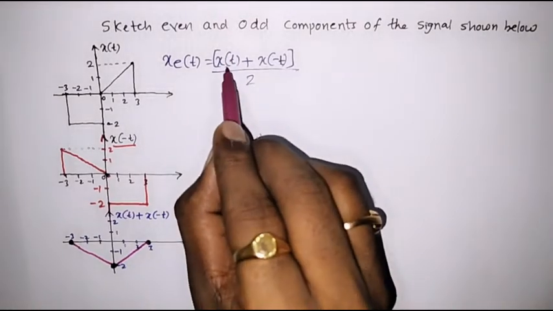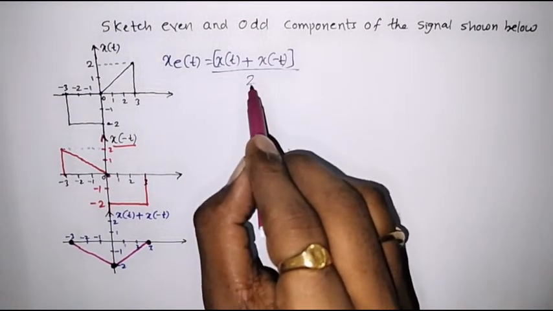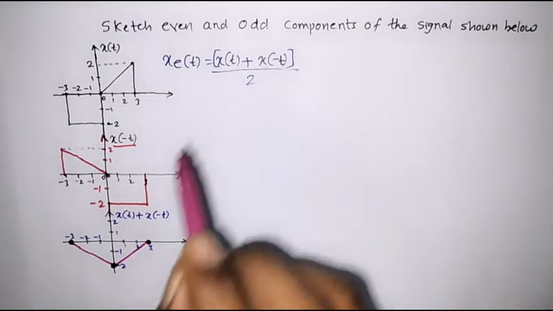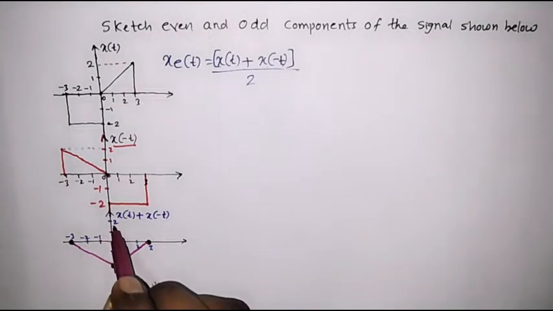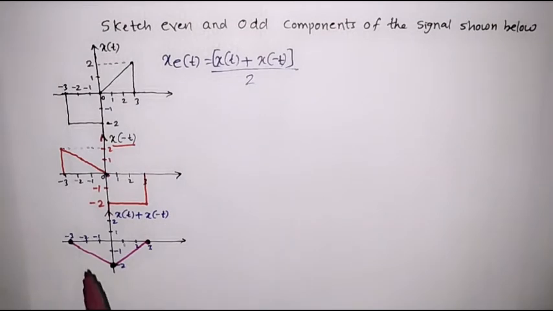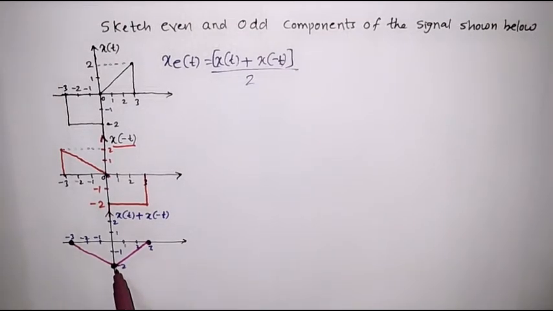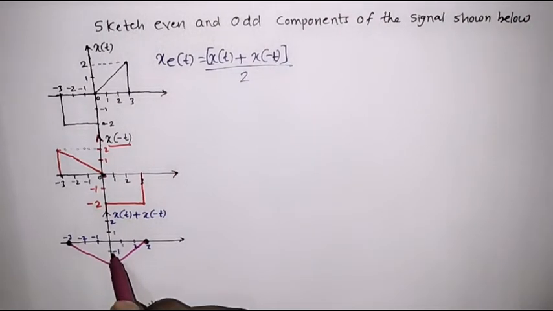So now we found x of t plus x of minus t. Now we are supposed to divide it by 2. Dividing by 2 is nothing but dividing the amplitude of the signal by 2. So here the highest amplitude of the signal is -2. When we divide it by 2 it will become -1. So now the same signal will appear but the amplitude of the signal will be -1.